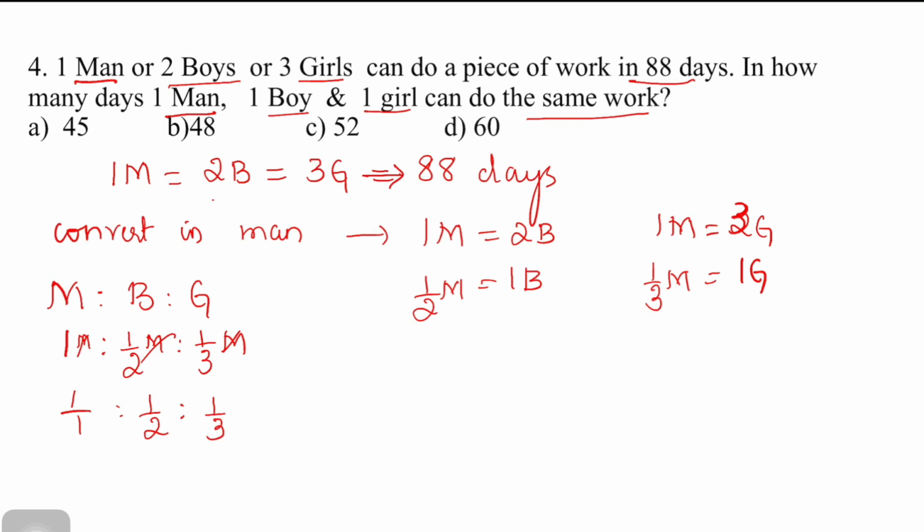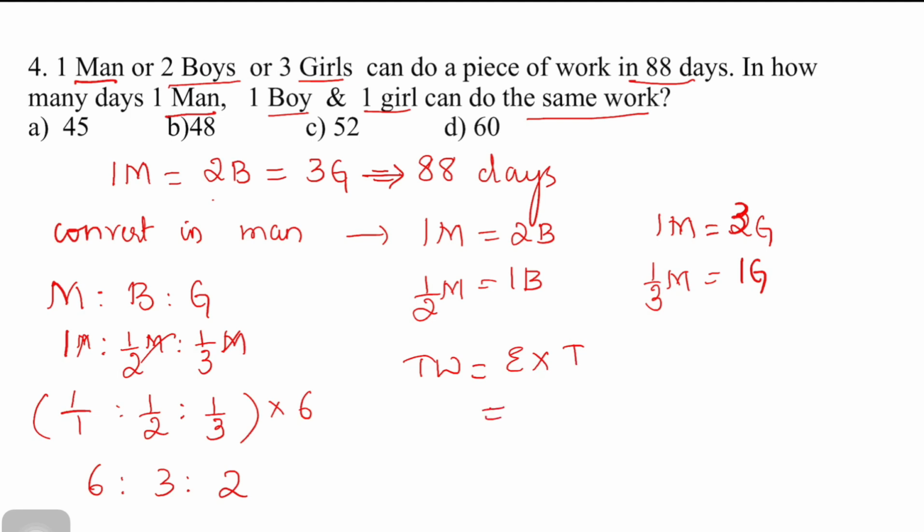So take LCM. LCM of 1, 2 and 3 is 6. So multiply with 6. So we'll get the ratio as 6 is to 3 is to 2. 6 is to 3 is to 2 is the ratio between man, boys and girls. So once we got the ratio, we can find out total work. So total work is how much? Efficiency into time. So efficiency is 6 is to 3 is to 2.